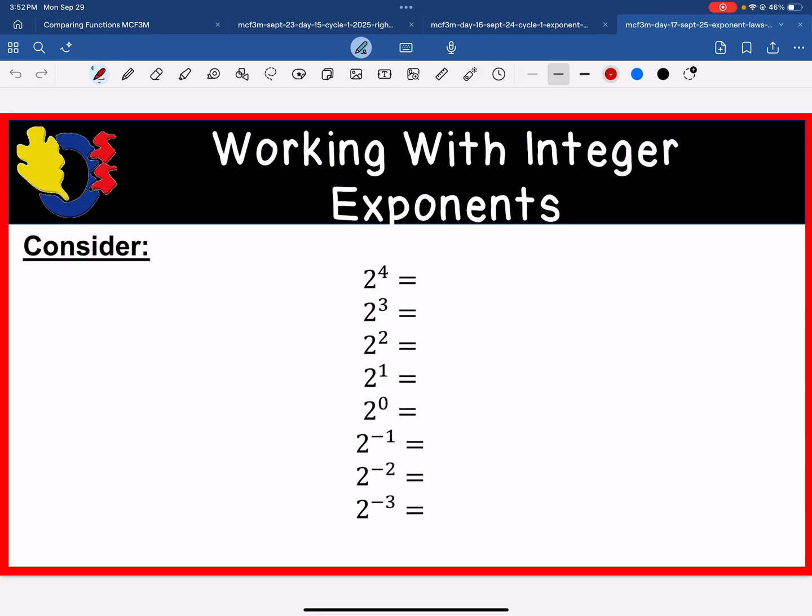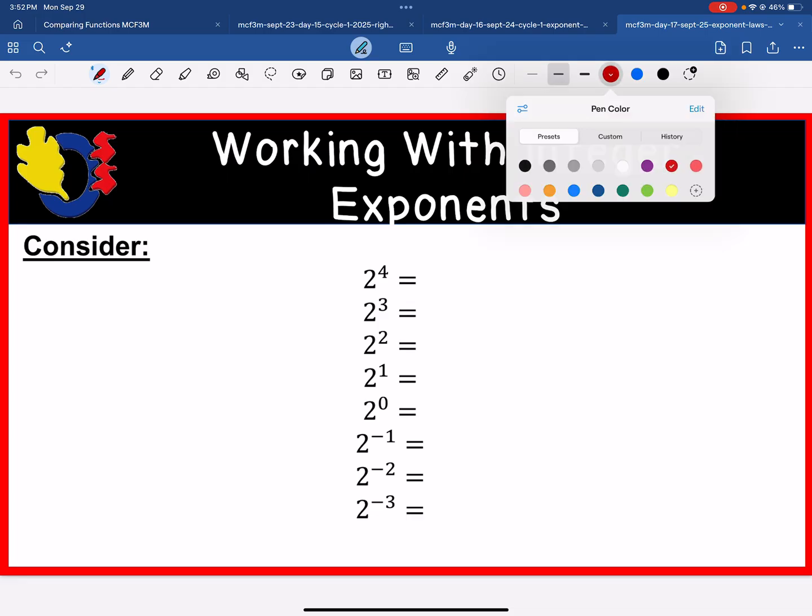Hi everyone, today we're going to be working with integer exponents. Okay, so we're going to look at this first example. We're just going to go ahead and evaluate.